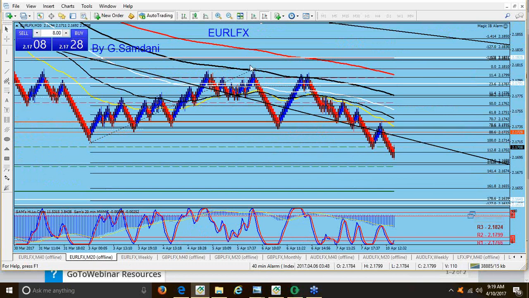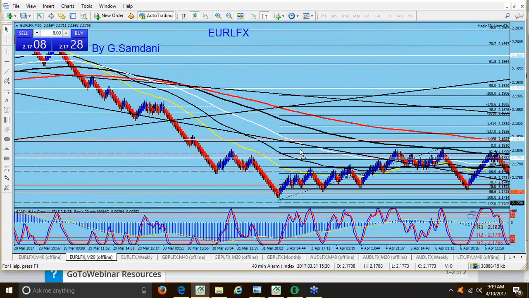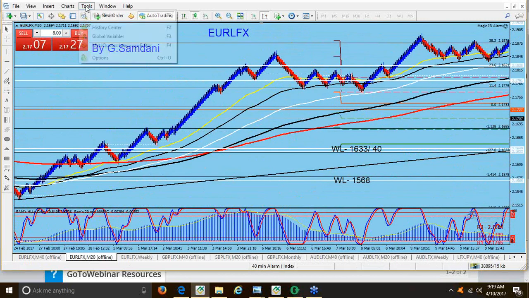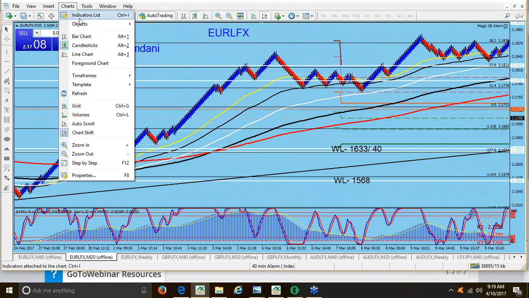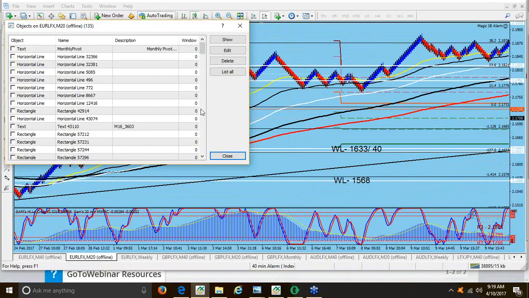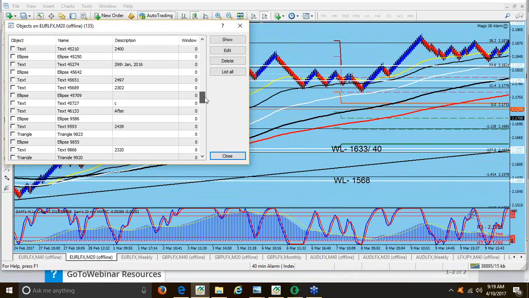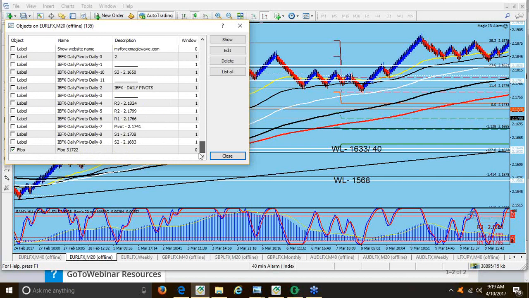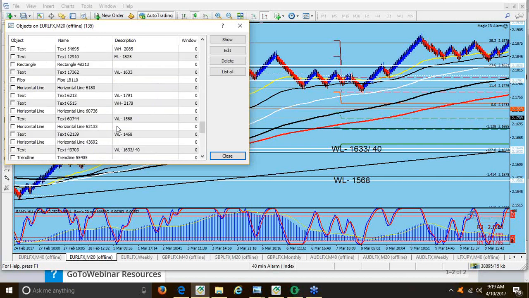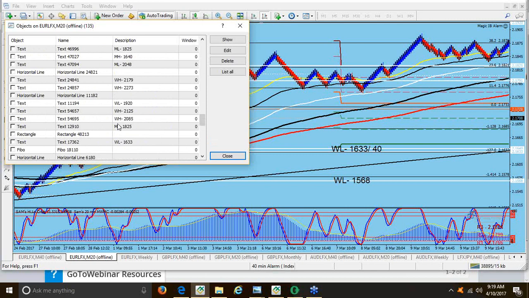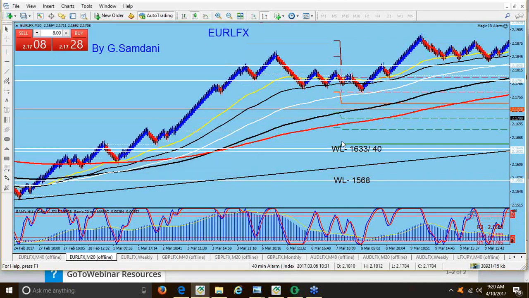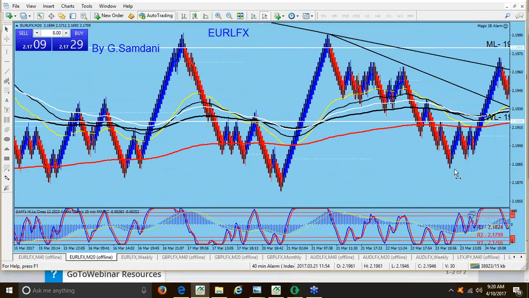If this is X and this is A, then you have a pullback at Y. We have 2 fibs here. One of these... oh man, forget it. Let me see. These are the things in the object list. If you want to remove something and you can't see it on the chart, then you go here and look for it. Usually fibs are at the bottom. Okay, let's keep looking from the bottom to the top. Oh, fib here. Let me cancel this one and see what it is. Okay, probably this is the one. So that is out of the way.